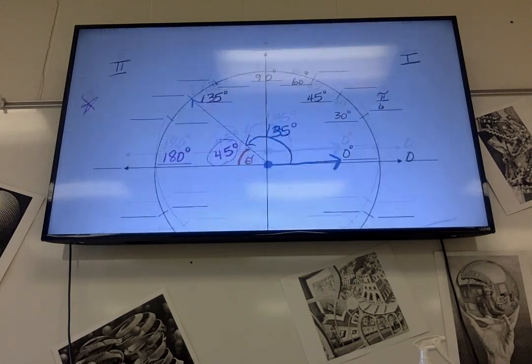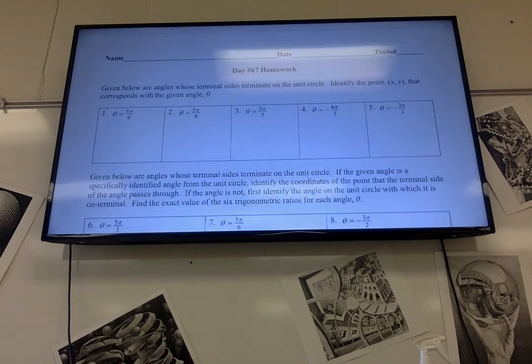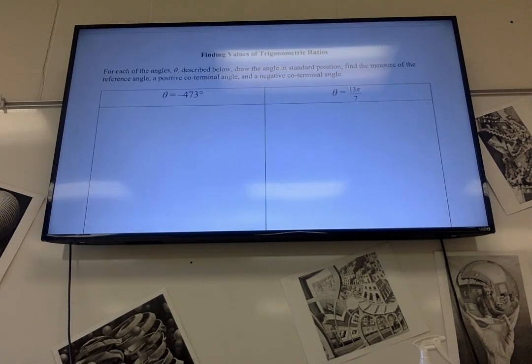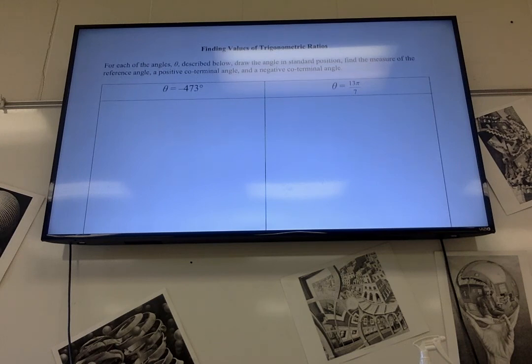All right. Then let us jump ahead. Finding values of trig ratios. And this will help review a little bit too, hopefully. For each of the angles described below, and that symbol means theta, draw the angle in standard position. So let's do that first. We have angle negative 473 degrees.